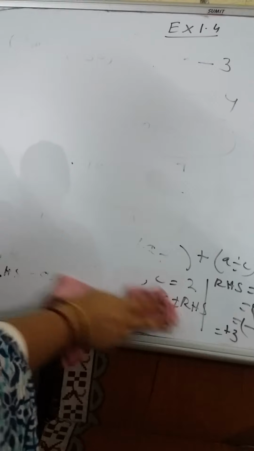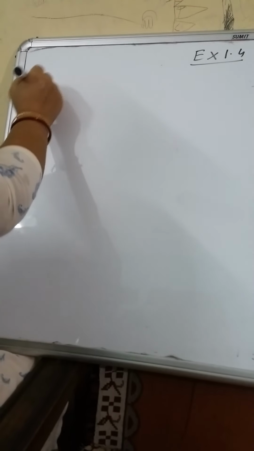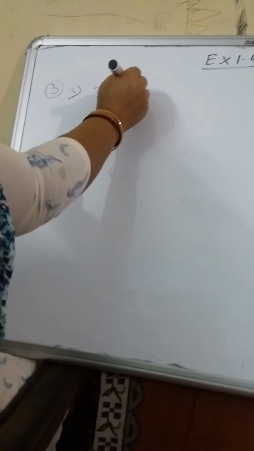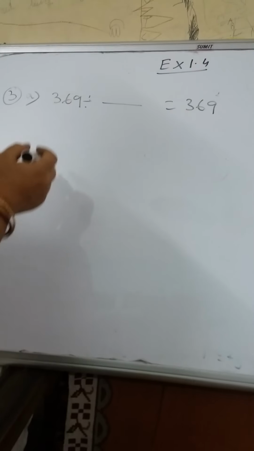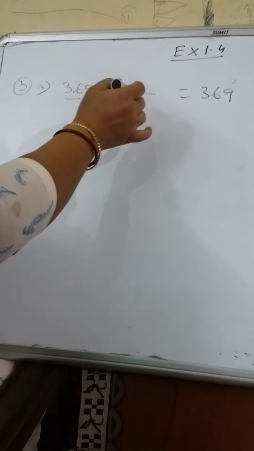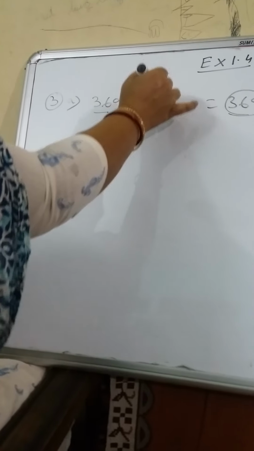Next is fill in the blanks. Again some division facts are given, and you have to fill those blanks. Question number 3a: 369 divided by blank equals 369. Whenever I am dividing a number and I get the same result, that means the divisor should be 1.